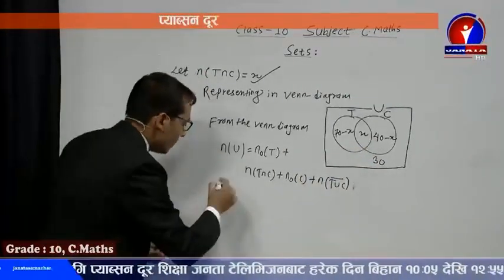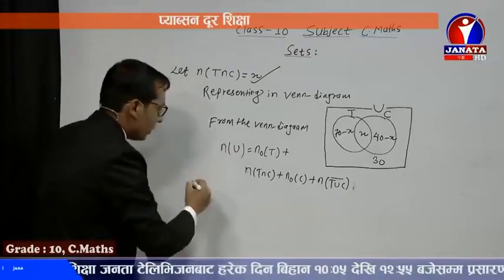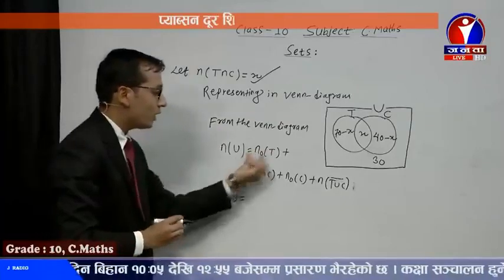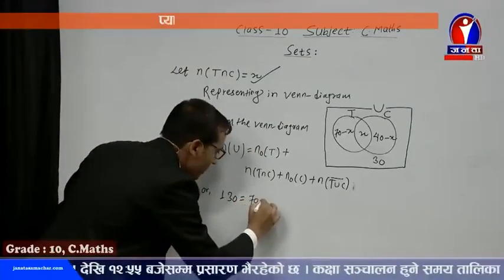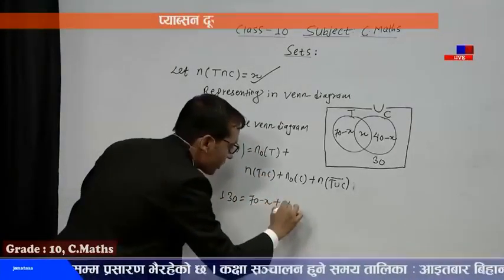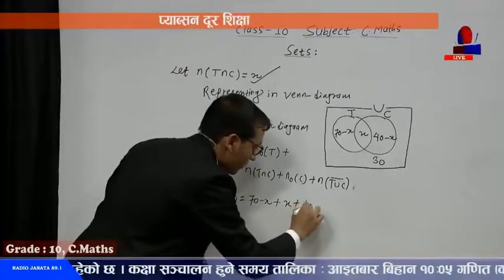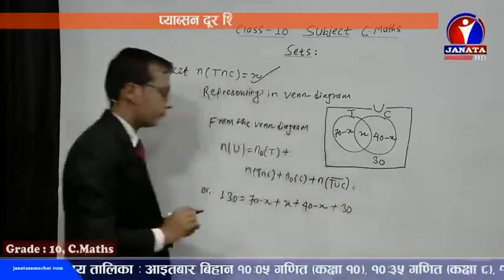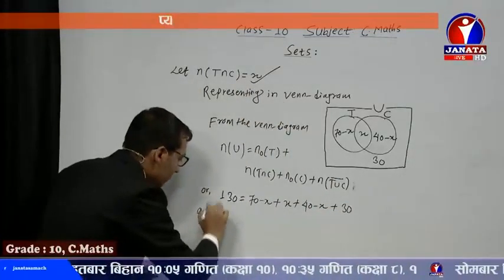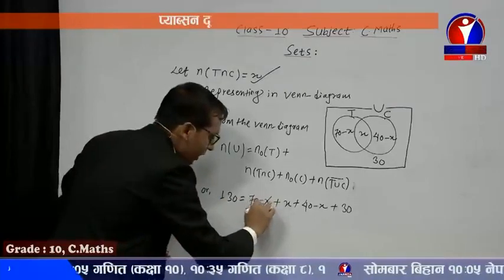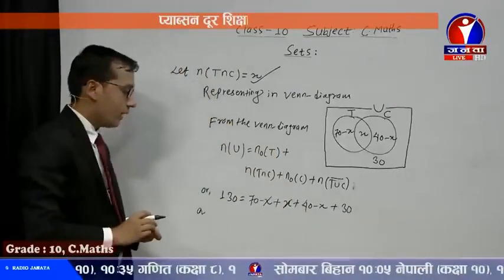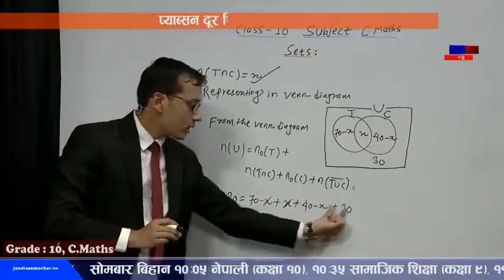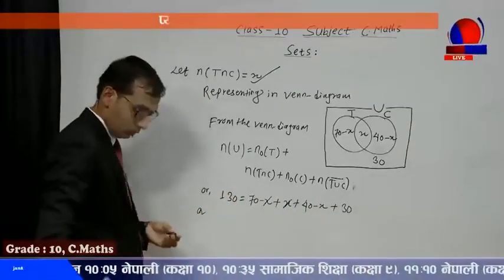So what is n of U? n of U we have is 130, equal to, what is n only T? 70 minus X, plus the intersection X, plus 40 minus X, plus the complement, 30. So we can cancel negative X and positive X. Let's add: what is 70 plus 40 plus 30? Let's add this.